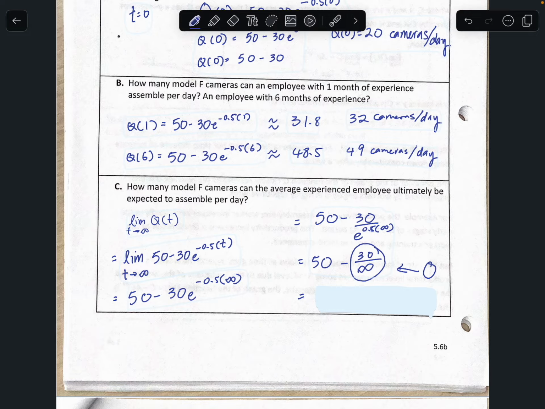Okay, think about that. A tiny number over a really big number, that's going to be a really, really, really, really small number, or we can say it's 0. So we're really doing 50 minus 0. So at most, an experienced employee can make an average of 50 cameras per day. That is that upper threshold, upper limit.